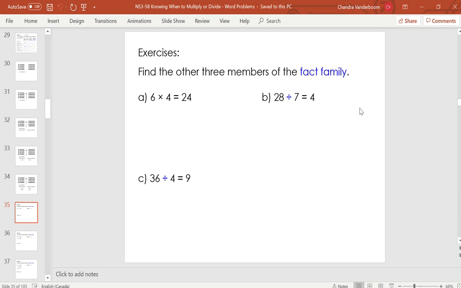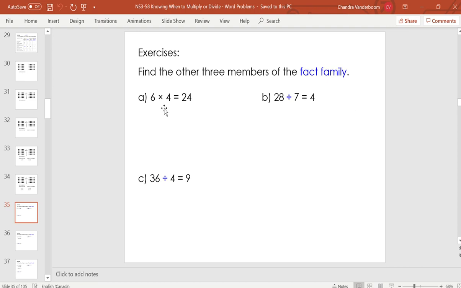We need to find the other 3 members of the fact family. Remember, every fact family will have 4 members, 2 multiplication questions and 2 division questions. So when they give us 1, we need to find the other 3.